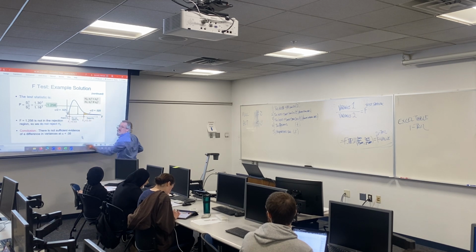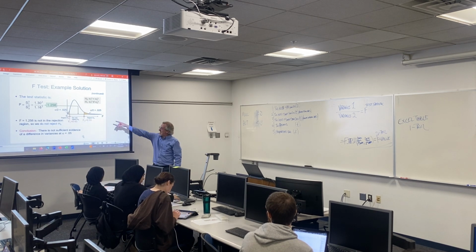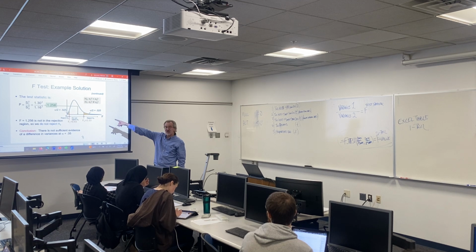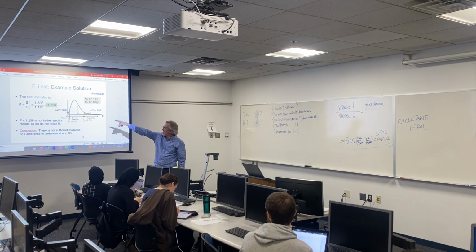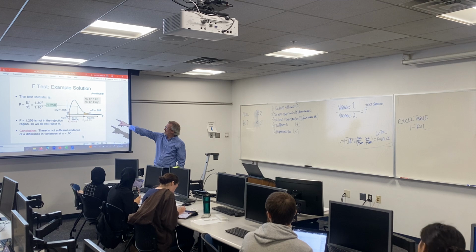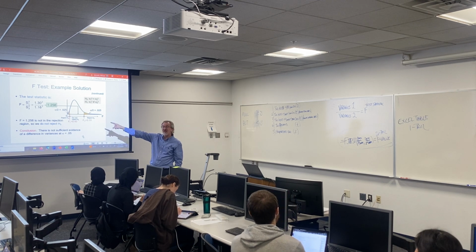We then calculate our test statistic. We take the standard deviation of the first sample, 1.3, and square it. Take the standard deviation of the second sample, 1.16, and square it to get our two variances. We then divide. Our F statistic is 1.256.